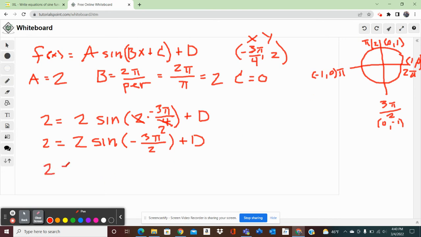So I have 2 equals 2 times 1 plus D. My 2 times 1 will be 2, and this 2 are both the same, so I know D will be 0. So when I write my answer in, my answer will be 2 sine of 2x, because our A is 2, our B is 2, our C is 0, and our D is 0. So it'll be 2 sine 2x.